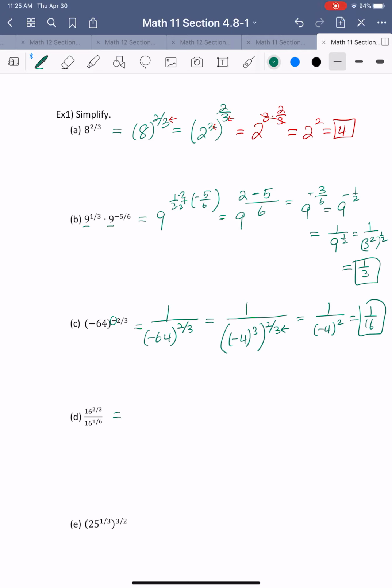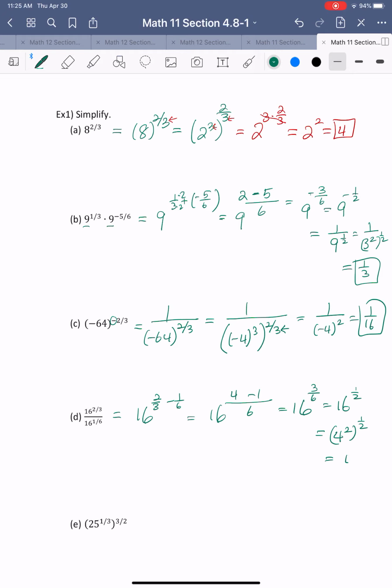For D, same base, dividing, so you can just subtract the exponents. Find the LCD, which is 6. 3 times 2, 2 times 4 minus 1, and 16 is going to be 3 over 6, which is the same as 1 half, which is 4 squared, which is 16.